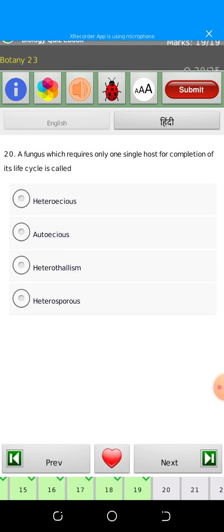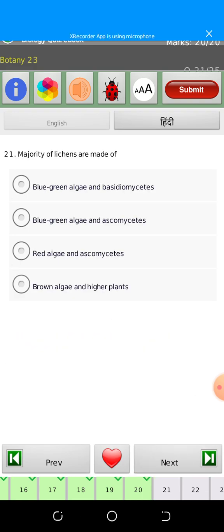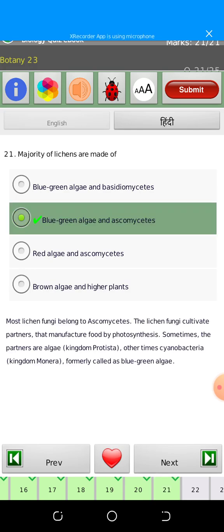Next is, a fungus which requires only one single host for completion of its life cycle is called heteroecious, autoecious, heterothallic, heterosporous. A fungus which requires only one single host for completion of its life cycle is called autoecious. Next is, majority of lichens are made of blue-green algae and ascomycetes.